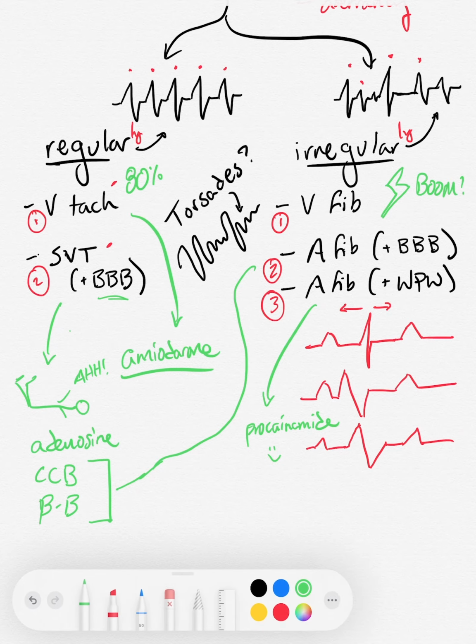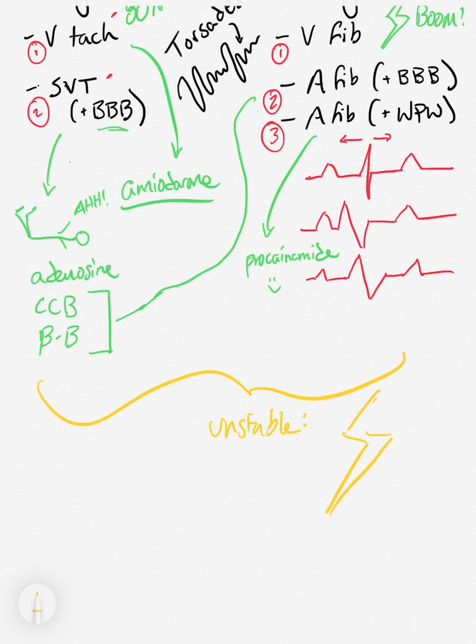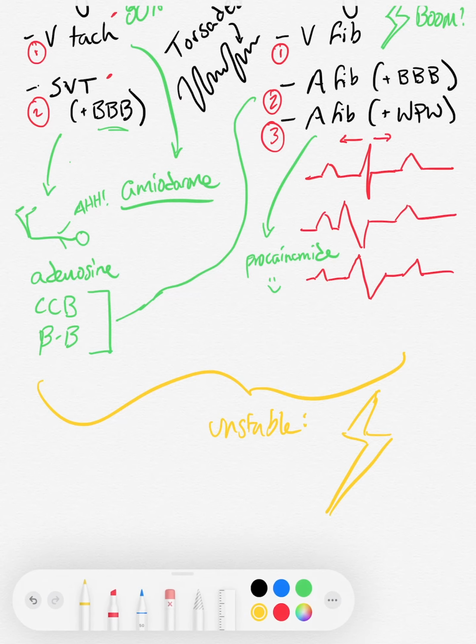Again, if anybody is unstable, though, with any of these rhythms, what do we do? Unstable? I've drawn this in yellow because you know what's coming next. It is a giant lightning bolt. Boom! The difference between synchronized and unsynchronized cardioversion is a different video, but again, it has to do with pulses. I hope this was helpful.